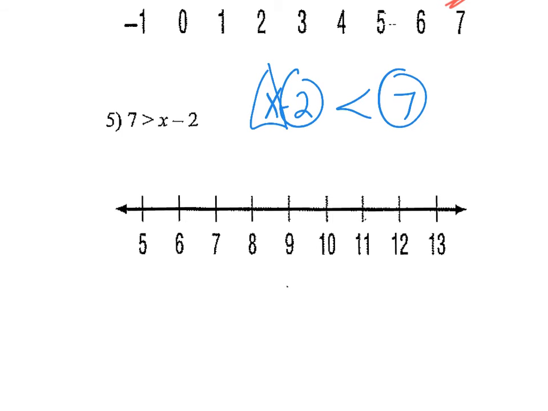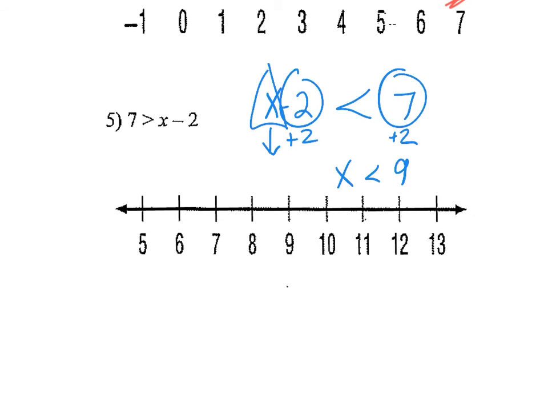So what's your first step? Add or subtract, and you have to add. So I'm going to have to add that 2. So x is less than 9. Perfect. It's just one step. I don't have anything else attached to my x, so x is less than 9.